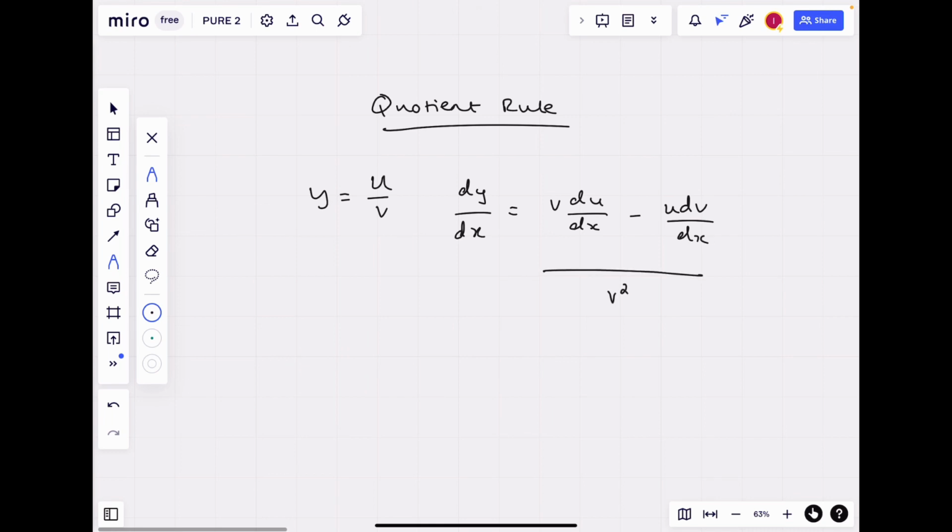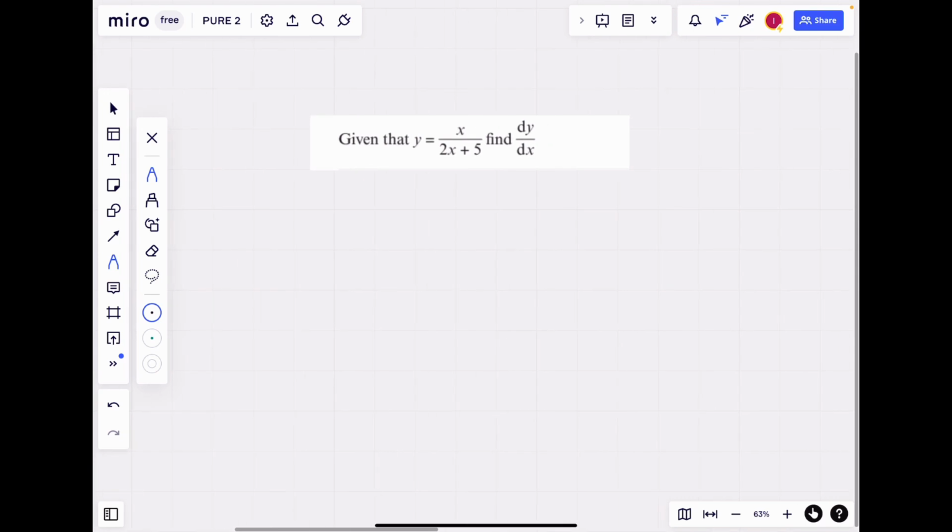So, similar to the product rule, where you had to work out u, du by dx, v, dv by dx, you're going to do the same thing here, except how you use them is what's different, the formula itself. So let's go through an example.